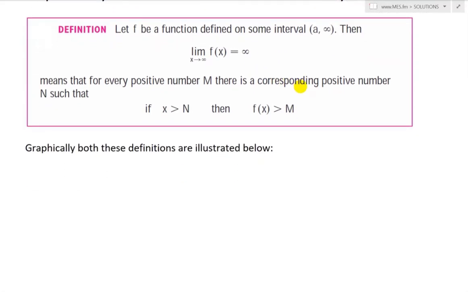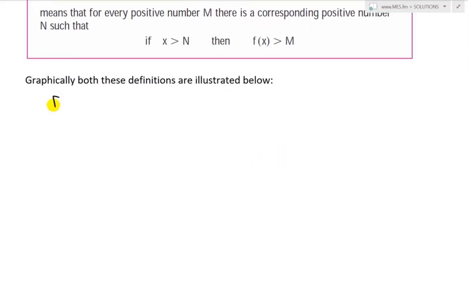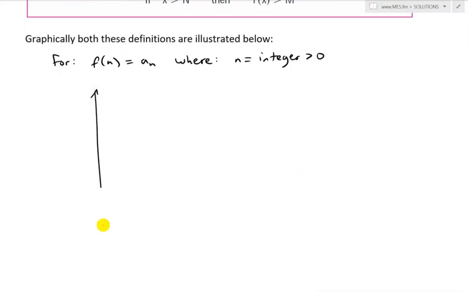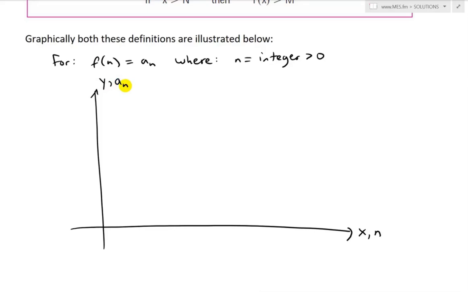So graphically, both these definitions are illustrated below, and I've made it for f(n) equals a_n, where n is a positive integer greater than 0. Just to illustrate both at the exact same time, I'll write it that way. So we have x and n on the horizontal axis, y and a_n on the vertical axis, and let's say we have a graph that goes like this. This is 0, it goes up like that. So we have y equals f(x) like that, and it's going to infinity.